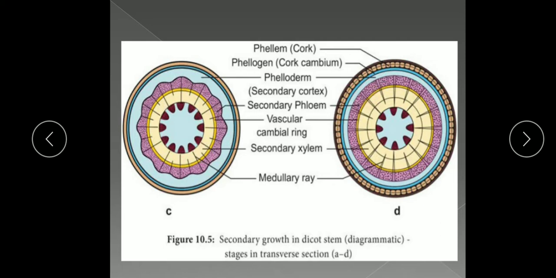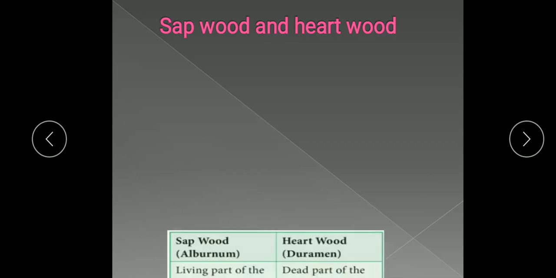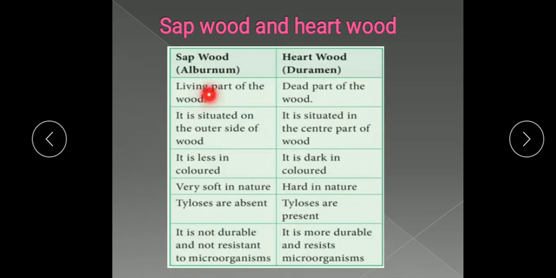Okay, so we will study this heartwood and sapwood and their differences. So what are the differences? Sapwood is the living part of the wood, and heartwood, which is known as the duramen also, is the dead part of the wood. This sapwood is located on the outer side of the wood, as I just showed you, and heartwood is situated in the center part of the wood.